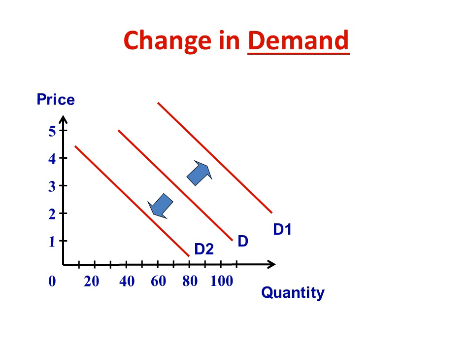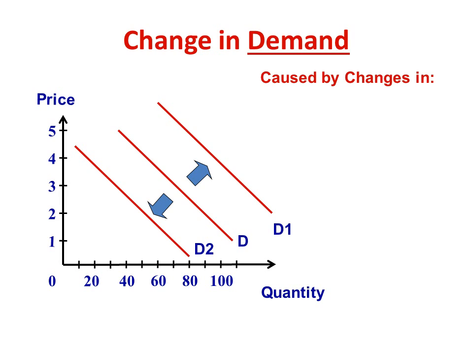For simplicity, as we go through these non-price determinants of demand and how they will either increase or decrease demands, we're going to use D, the demand curve in the middle, as our point of reference. Keep in mind that D1 will therefore be an increase in demand compared to D, and D2 will be a decrease in demand compared to D.